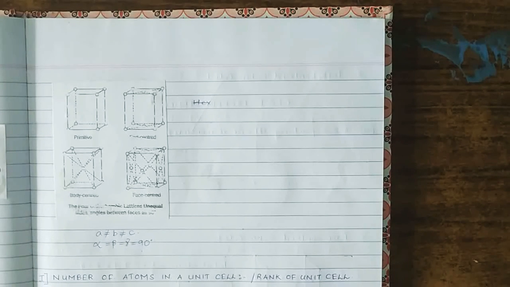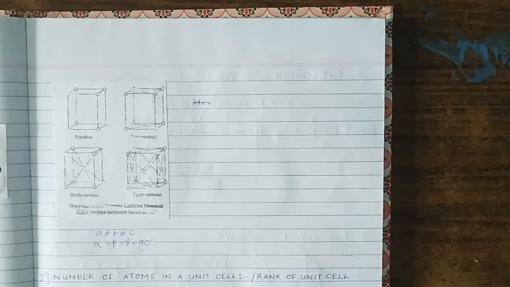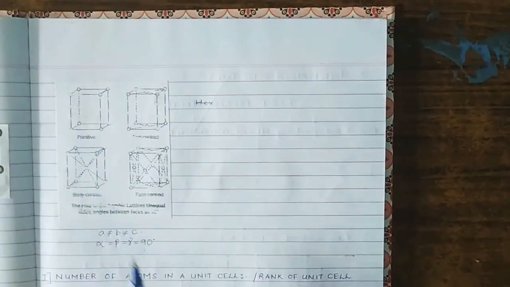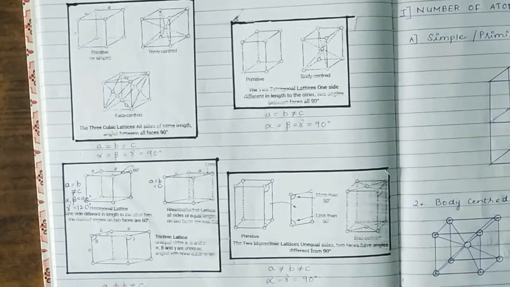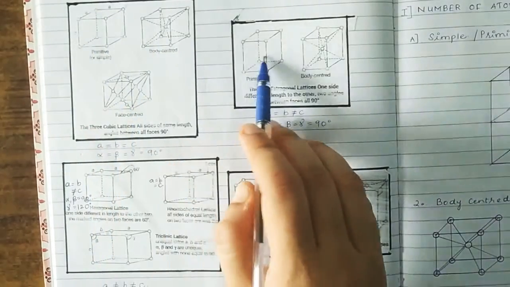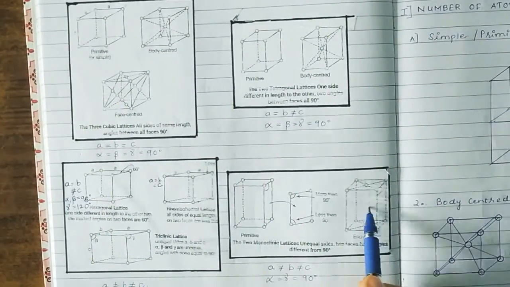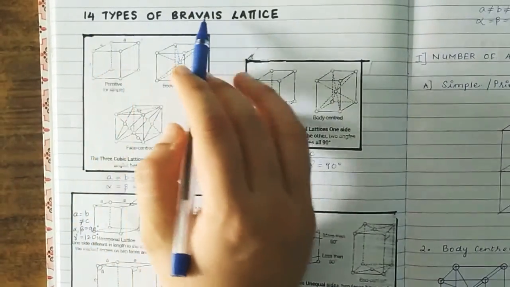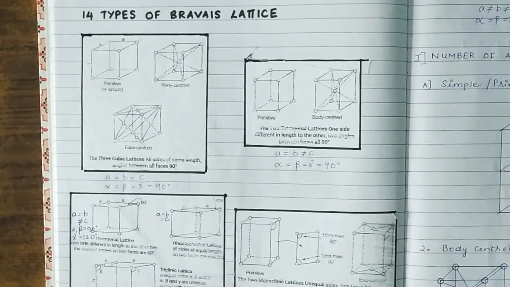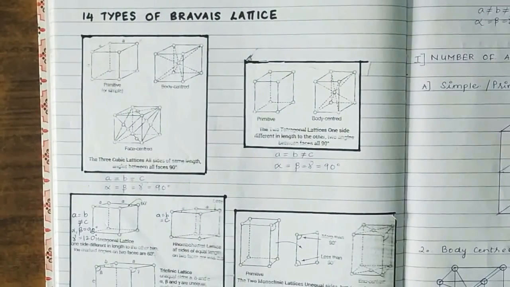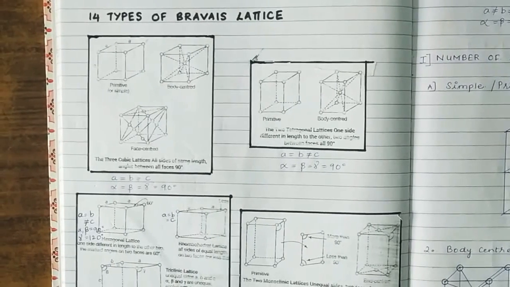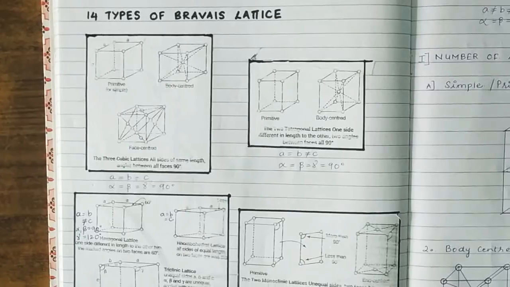If you see all these diagrams, how many total combinations do you have? You have here 1, 2, 3, 4, and 5, 6, 7, 8, 9, 10, 11, 12, 13, 14. That is why it is called the 14 types of Bravais lattice. So now you get it. The 14 types of Bravais lattices are nothing but a combination of the simple, that is primitive unit cell, and your centered unit cells.